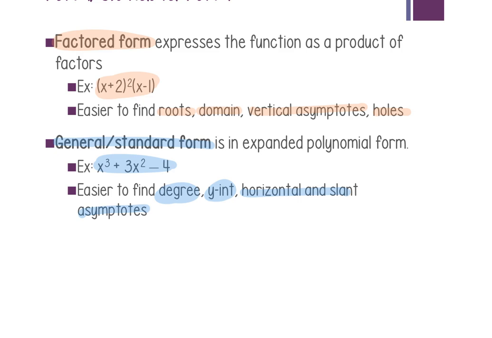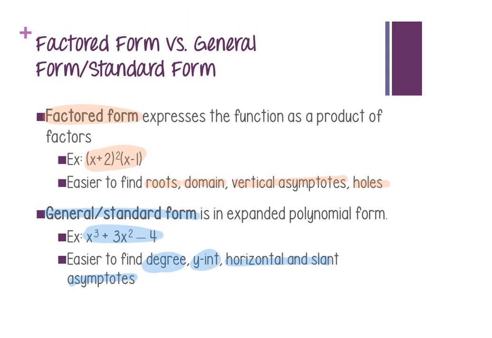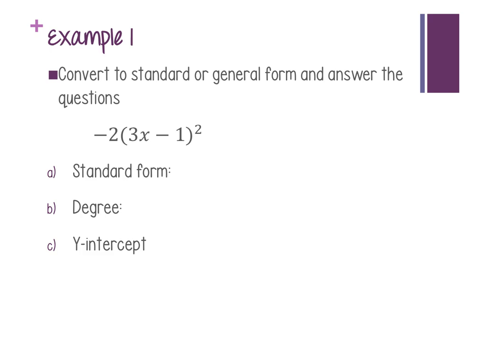So one type of question you'll see, take it from factored form to expanded form and answer questions based on it. And then one would be the reverse. Take it from standard form into factored form and then answer questions based on it. So nothing new yet. This one says convert to standard or general form and then answer the questions. So you do this. Expand that out, find the degree, and find the y-intercept.